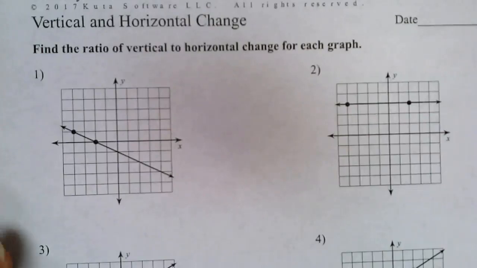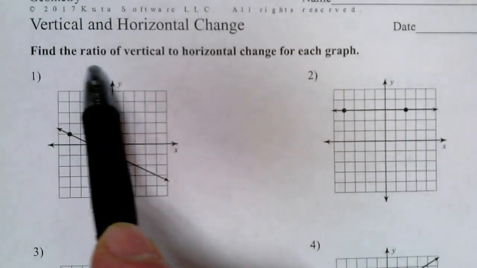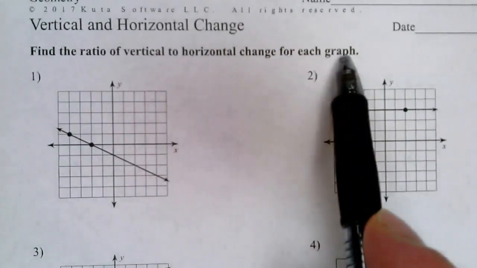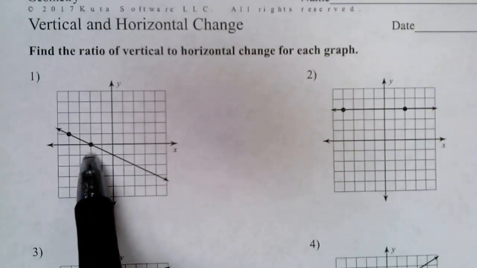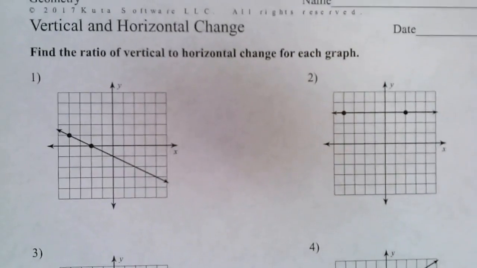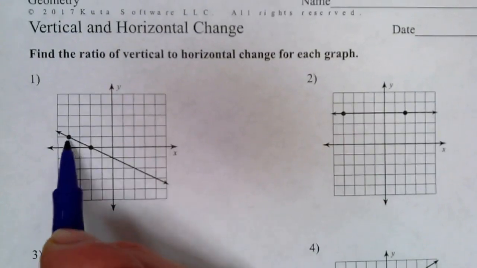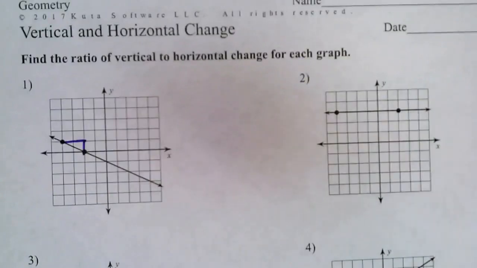All right, we're going to take another look at vertical and horizontal change, and specifically, we are going to find the ratio of vertical to horizontal change for each graph. So this means for every unit we move forward, how many units do we move up or down as we travel from one point to the next? So first thing we need to do is find out what our vertical and horizontal change are. And to do that, we're just going to draw in a little triangle to help us out here.